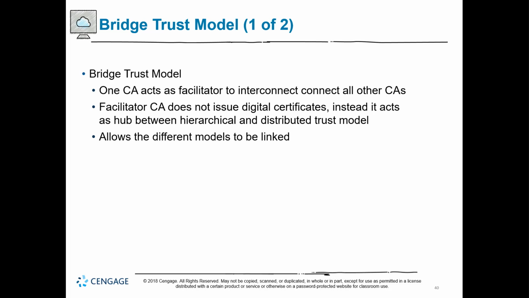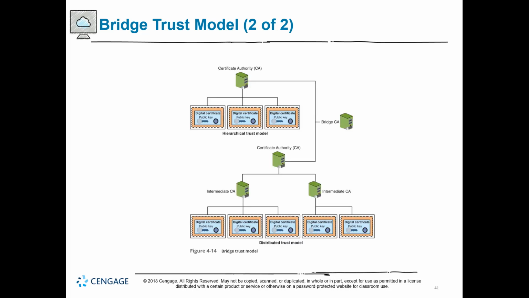Another type of trust model is called the bridge trust model. Essentially, that's where one certificate authority acts as a facilitator to interconnect all other certificate authorities. We can have major certificate authorities, Google and VeriSign, and we could have a certificate authority that bridges between those root certificate authorities. That is called the bridge certificate authority.